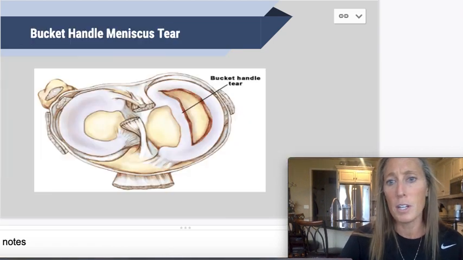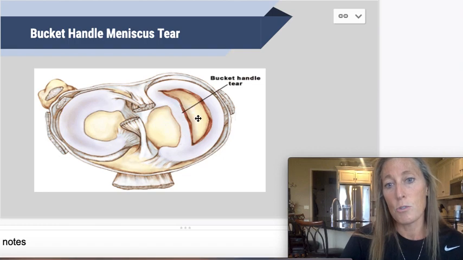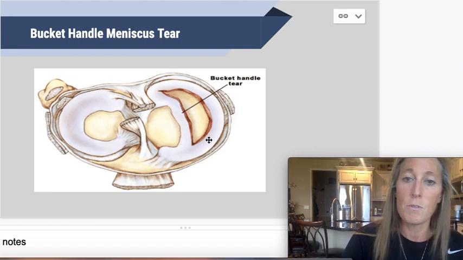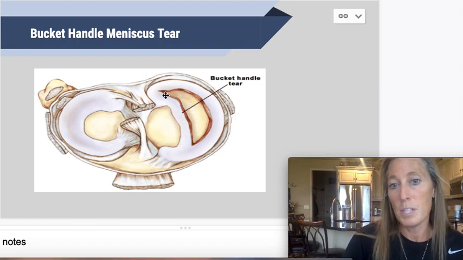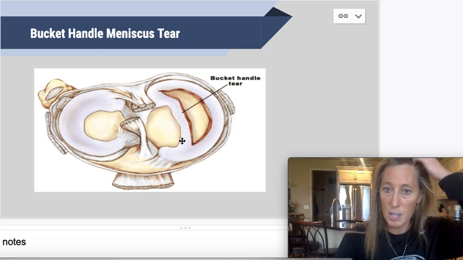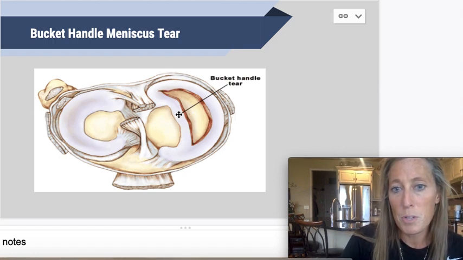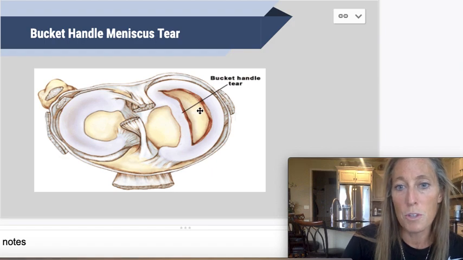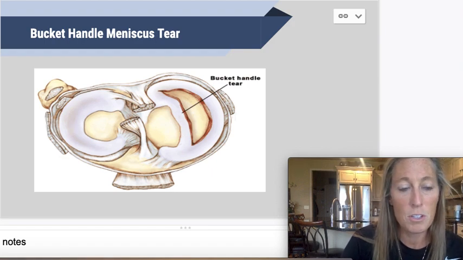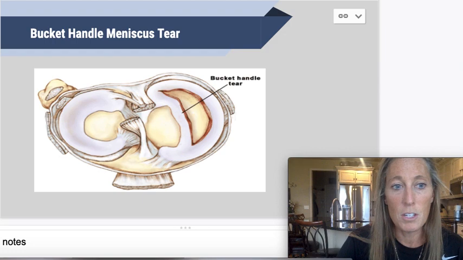Another kind is a bucket handle tear, a fairly common meniscus tear, and they can try to suture this back together, or they could trim the meniscus here. You're going to lose a lot of your meniscus if they do a meniscectomy on this bucket handle tear. A bucket handle tear can shred and kind of destroy the meniscus. That's something that I experienced when I had my soccer injury.